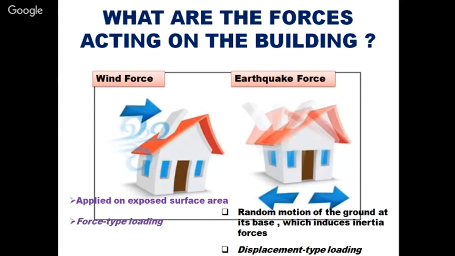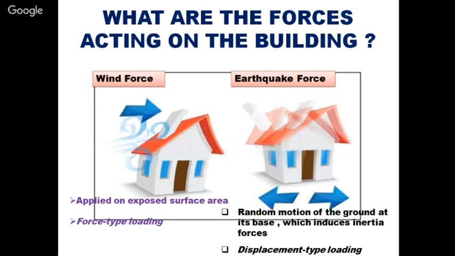But earthquake loading is a random type of ground motion, and its reversal effect is time based; in a very short time the force can reverse also. So it is a very dangerous kind of movement of a building. It will shake your building, and it is a displacement type of loading, because your building is displaced from the bottom.